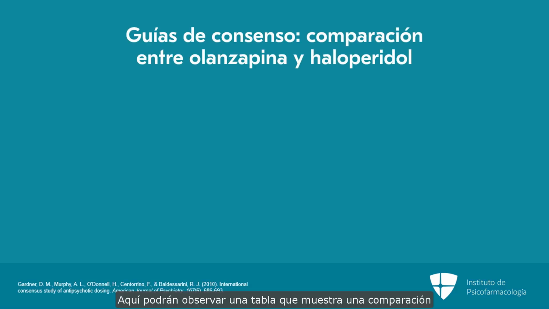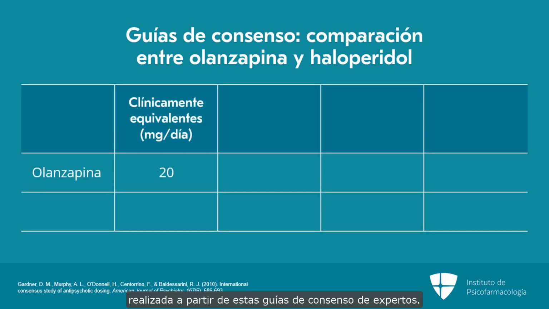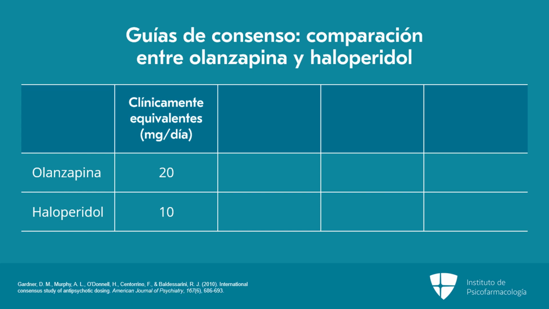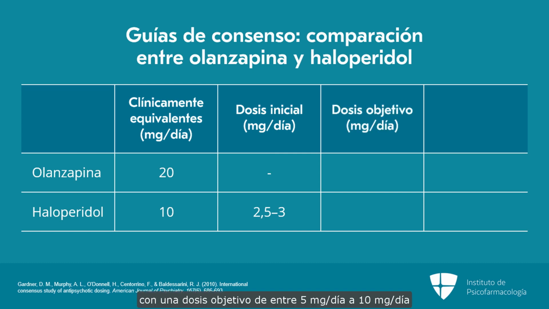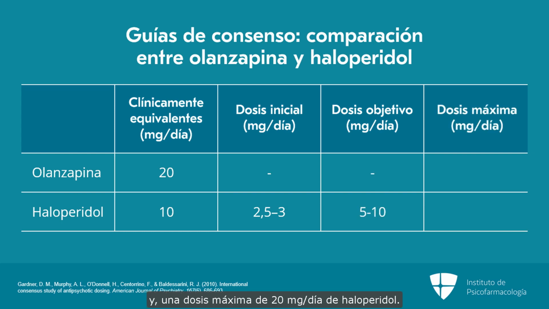So drawing from these expert consensus guidelines, you'll see a table here that shows a comparison with 20 milligrams of olanzapine. So for example, expert consensus guidelines would say that 10 milligrams of haloperidol is clinically equivalent to 20 milligrams of olanzapine, suggesting a starting dose of 2.5 to 3 milligrams of haloperidol with a target dose in the range of 5 to 10 milligrams and a maximum dose of 20 milligrams of haloperidol daily.